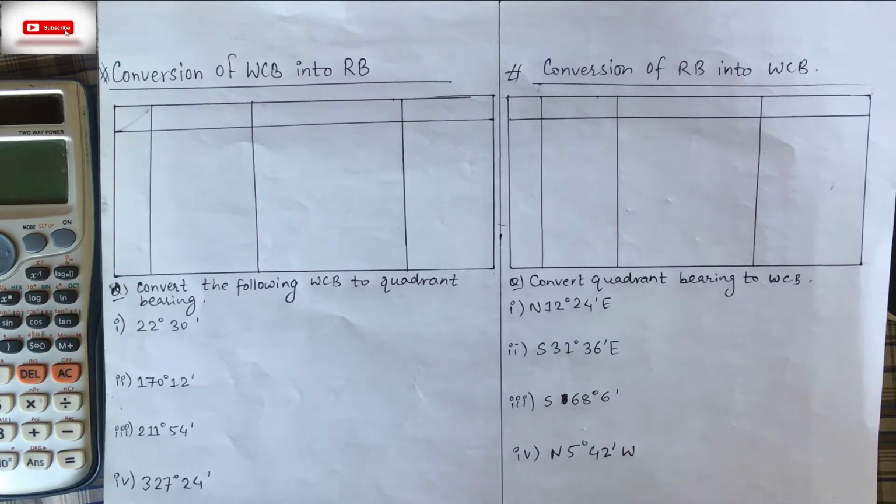In today's video, we'll discuss an important topic in engineering surveying, that is bearing of a line. Also, we will solve some problems related to conversion of whole circle bearing, that is WCB, to reduced bearing, and also conversion of RB into WCB.